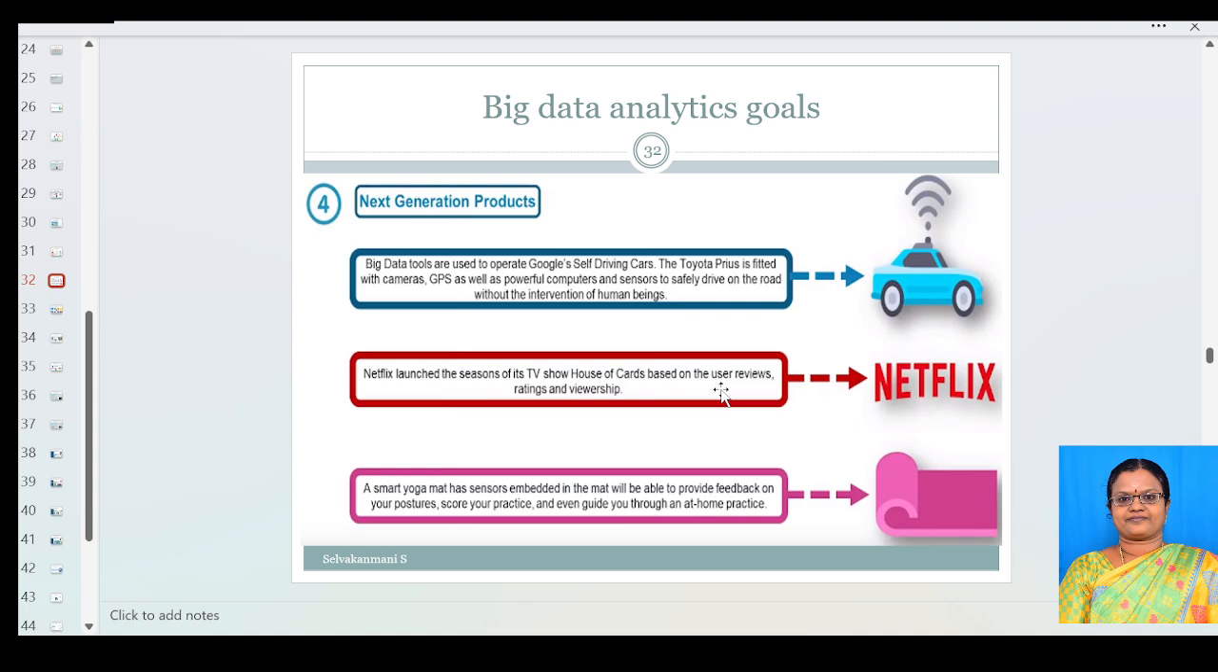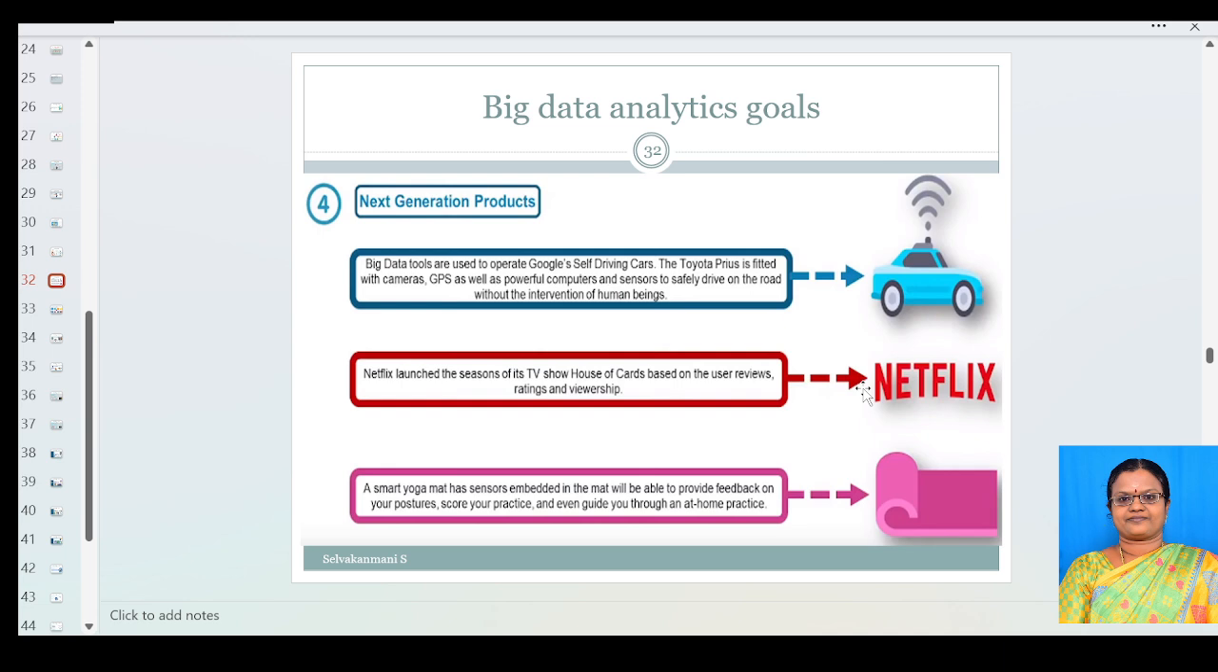The next generation product, so we know about the driverless car which Google is working on. Again, it is going to be the outcome of big data analytics. And we can see this new option in Netflix, like if one particular season or one particular drama has been viewed by many users in the past, now it has been telecasted again on Netflix. That option has been possible in Netflix because of big data analytics.